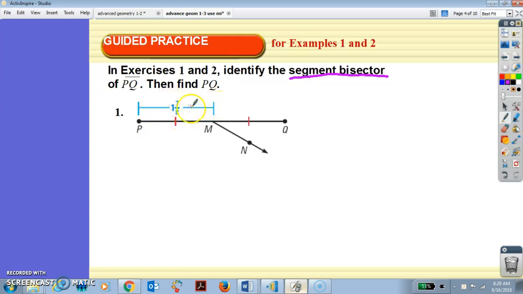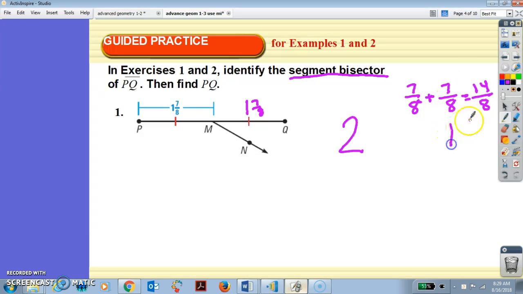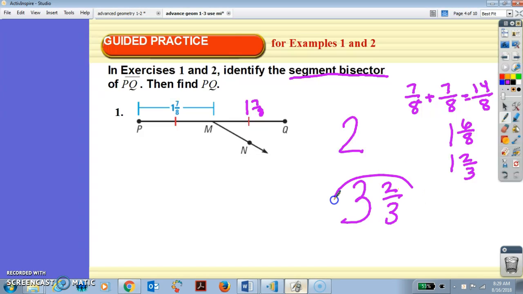Well, if this part is 1 7/8 and this part is 1 7/8, and segment addition postulate says I add them up and I get the full length. So 1 plus 1 is 2, and 7/8 plus 7/8, 7 plus 7 is 14. The bottom stays the same, right? You have to have a common denominator for adding or subtracting fractions. 14/8 is 1 and 8 goes in there once. 6 more left over. 1 6/8, which is really 1 3/4 if you reduce, right? So if you have 2 plus 1 3/4, you'd have 3 3/4 total. Make sense?